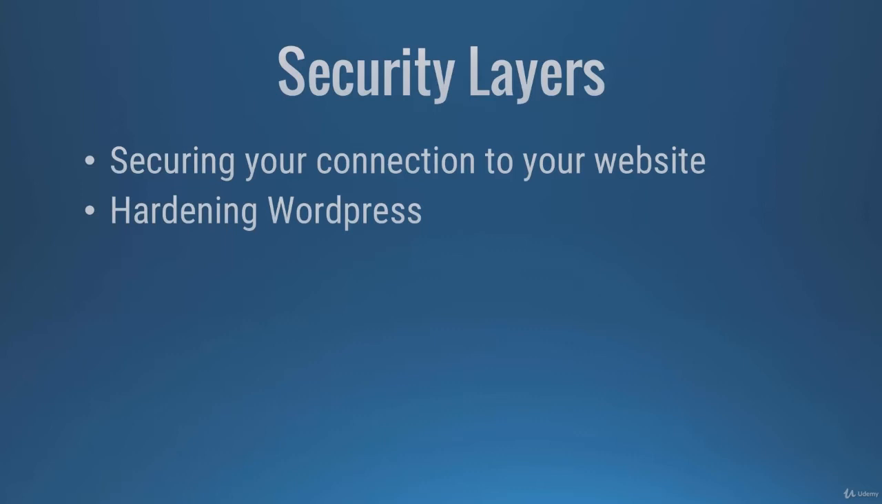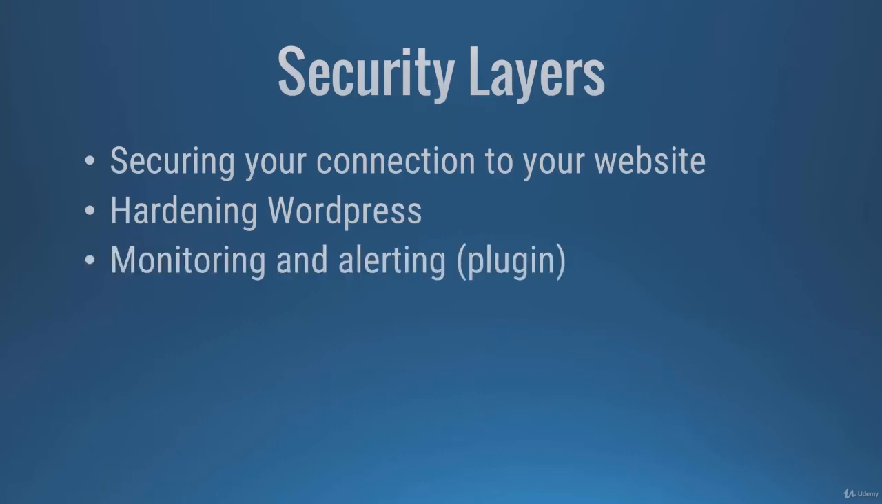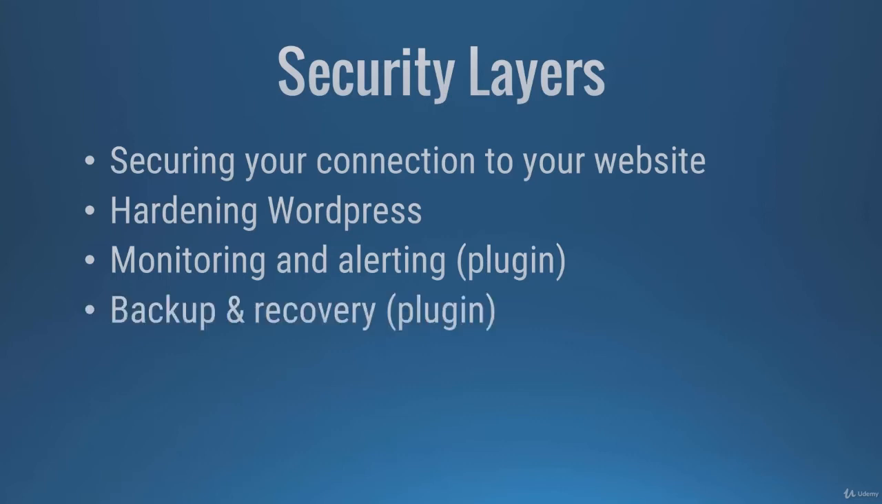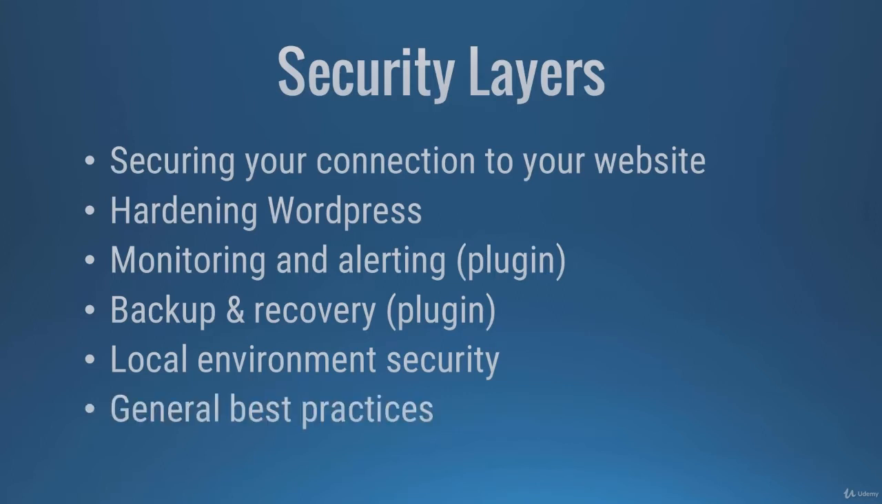We'll look at hardening WordPress and the different settings available there. We'll install a plugin that does some monitoring and alerting. So while security is primarily around preventing people compromising your website, it's also important that we monitor and we get alerted appropriately if we have a security breach. We'll also look at a backup and recovery plugin, so that if your website is compromised at all or you need to restore to a known good configuration, I've got a great plugin that'll help you get back up and running as soon as possible. We'll also look at some local environment security recommendations, as well as some general ongoing best practices to keep you as secure as possible. Thank you, and see you in the next lecture.